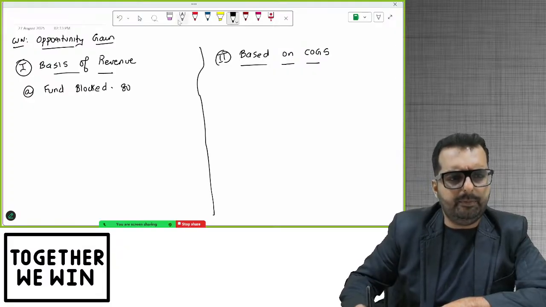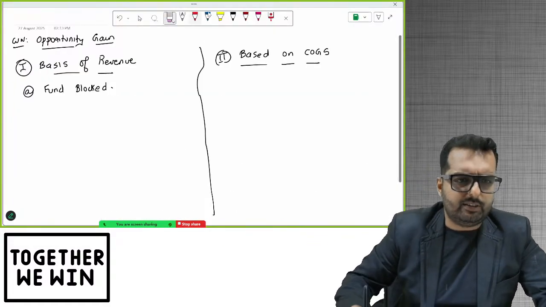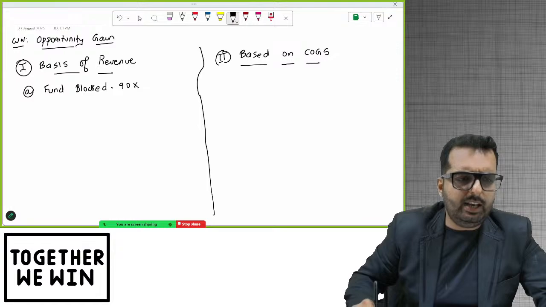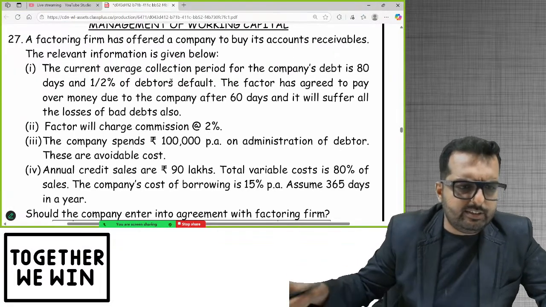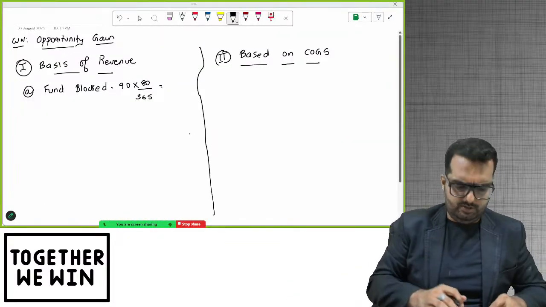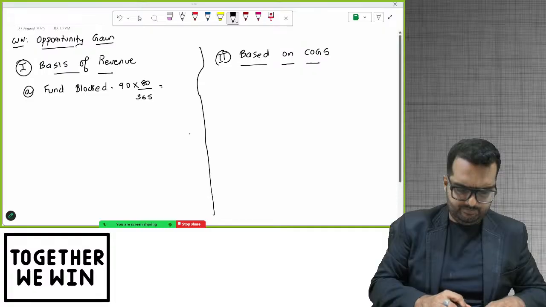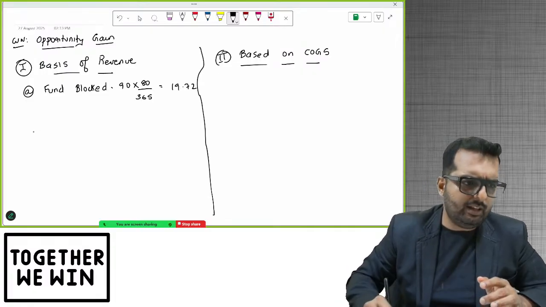Fund blocked will be, what is my yearly sales? Everyone tell me. 90 lakhs, correct? So it will be 90 lakhs into 80 divided by 365. Is it 365 or 360? 365 days. So do I get the answer as 19.72 lakhs?